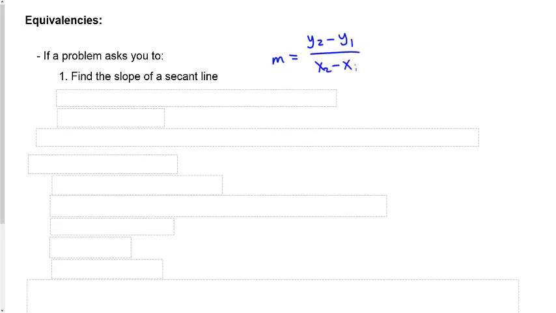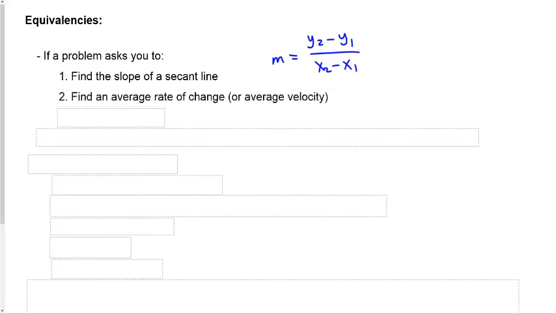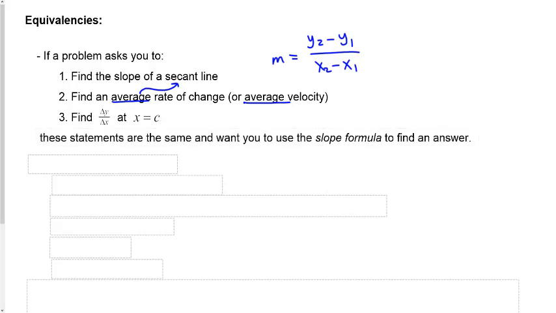If it wants you to find an average rate of change or an average velocity, the term average here is key. Average tells you you're doing stuff with secants, which is the slope formula. Or find delta y over delta x at x equals c. So delta y is y2 minus y1. Delta x is x2 minus x1. So it's really just telling you to plug directly into the slope formula. These are all the same, and just want you to use the slope formula to find an answer.